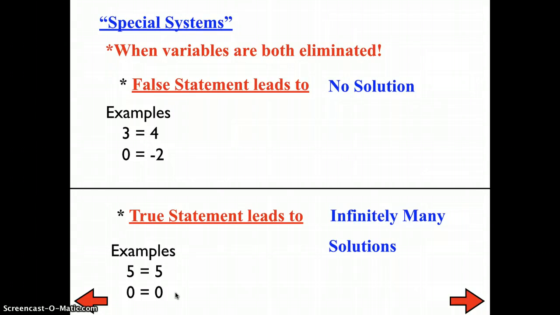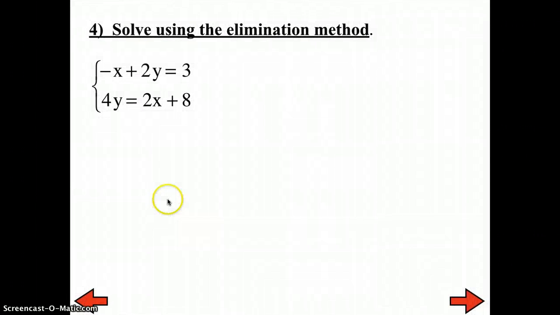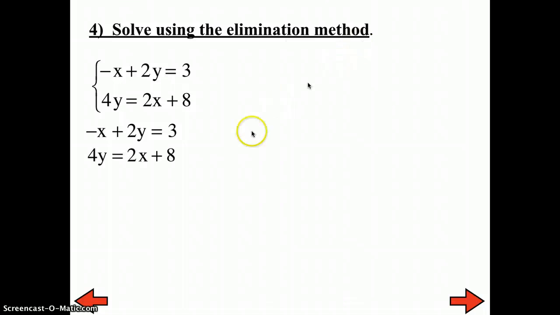So let's go ahead and take a look at another example. It says solve using the elimination method. So step number 1, stack the two equations right on top of one another. Notice that this first equation is in standard form, so it's good to go, but this second equation is not in standard form. If you are not sure on how to change this equation into standard form, I suggest you refer to the second video and it will show you how to do that.